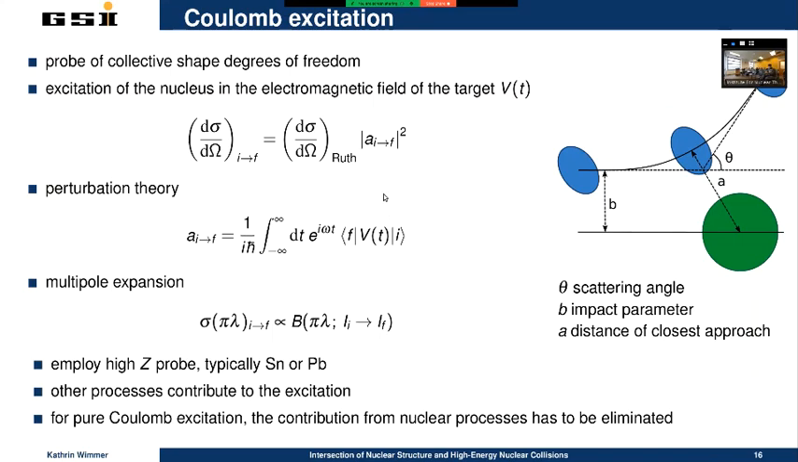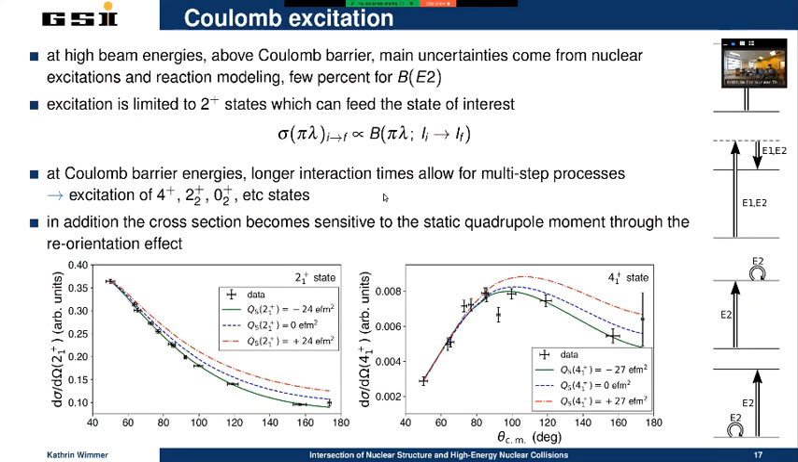One of the assumptions here is that this whole process is a one-step excitation. What I just described assumes that you have high beam energy, which is above the Coulomb barrier, and that you have a single-step excitation from the ground state to the excited state. Then the only thing you have to care about are these nuclear excitations and some reaction model, and you can get an uncertainty of a few percent for the BE2 value if you have nice statistics. And then you can make use of this relation.